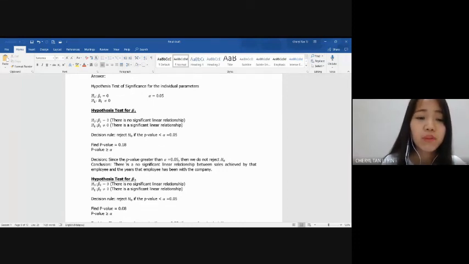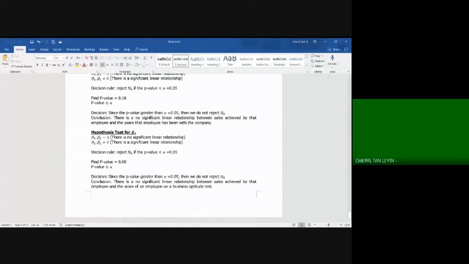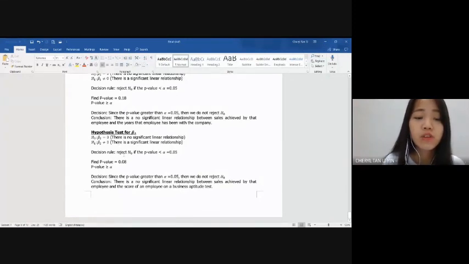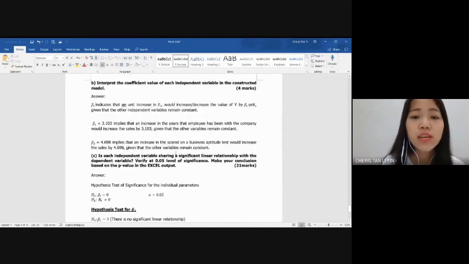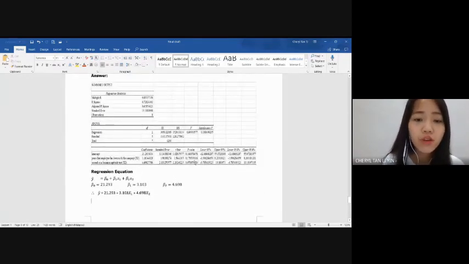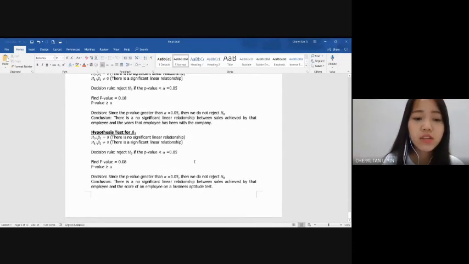Next, we are going to do the hypothesis test for beta 2. The decision rule is the same: reject H0 if the p-value is smaller than the significance value, which is 0.05. The p-value for beta 2, which we can see in the table, is 0.08. It is also bigger than the significance value. So, by our decision rule, since the p-value is greater than 0.05, we do not reject H0. We also can make a conclusion for the hypothesis test of beta 2, which is that there is no significant linear relationship between sales achieved by the employee and the score of the employee on the business aptitude test.